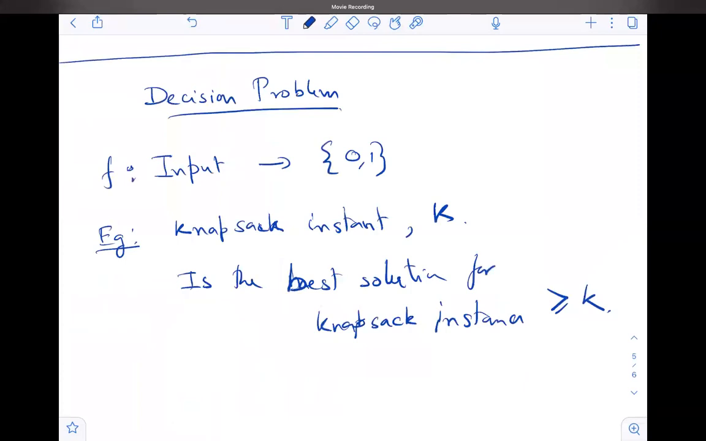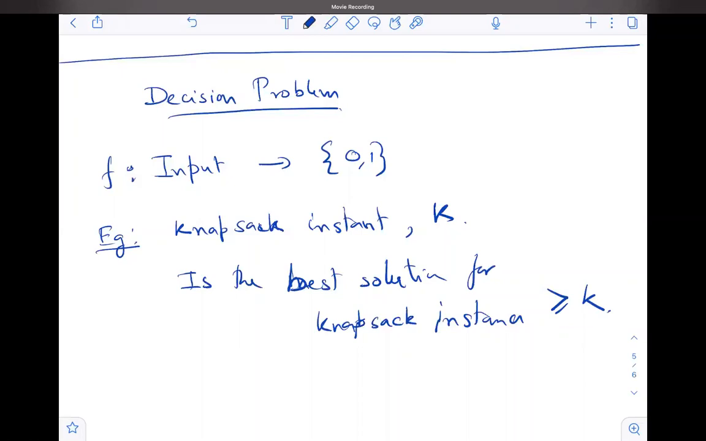Because the complement of the question is just the same thing. It's not a big deal. It's just one step here and there. We are talking about the preciseness of the definition. But this problem is a decision problem.